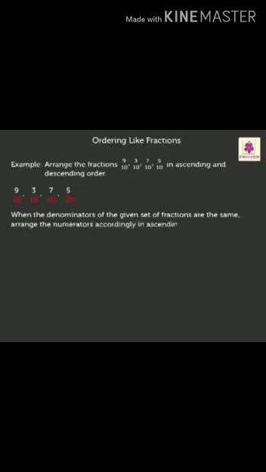Firstly, let us understand how to order like fractions. Look at the example. Arrange the given fractions in ascending and descending order. When the denominators of the given set of fractions are the same, arrange the numerators accordingly in ascending and descending order. So, we arrange the numerators in ascending order to get the fractions in ascending order as 3 upon 10, 5 upon 10, 7 upon 10 and 9 upon 10.